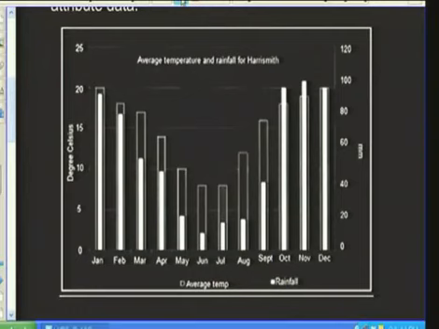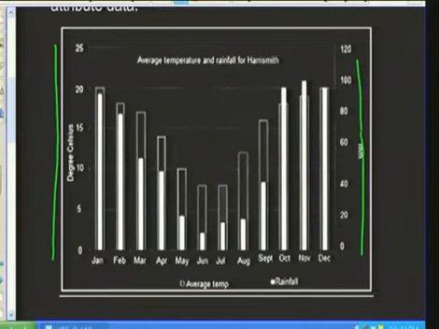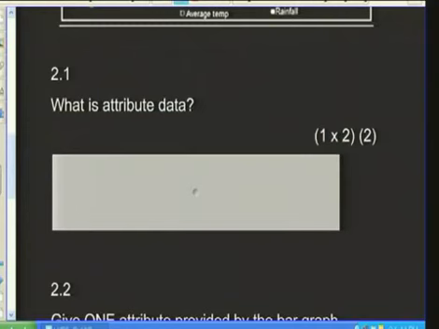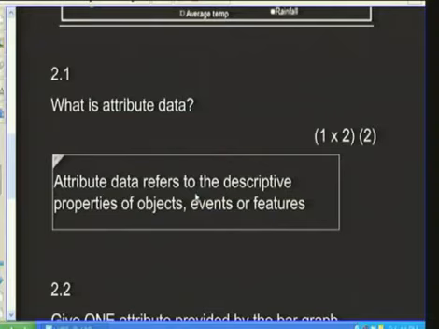Okay, some interesting things that are worth noting. First up, we can see that we have got temperature up this axis. We've got rainfall up the other axis, and we've got the months of the year across the bottom. So we're talking about a relationship between 3 things: time, rainfall, and degrees Celsius or temperature. So they've asked us again, what is attribute data? Remember, it's descriptive data. So attribute data refers to the descriptive properties of objects, events, or features. It's information. It describes the information itself.